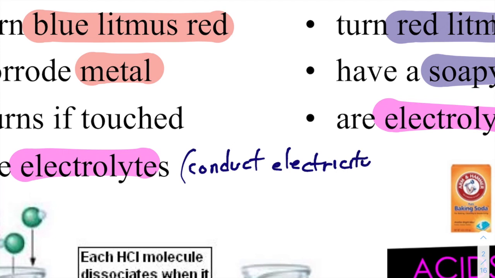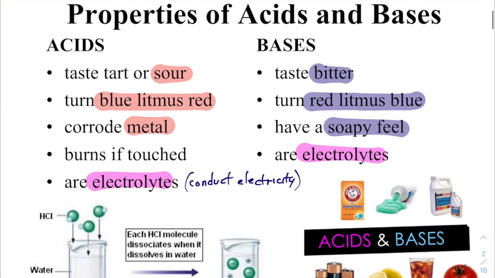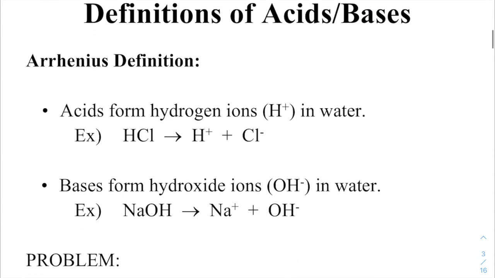And we'll see why in a little bit. But basically, no pun intended, acids and bases produce ions in solution. And so those ions help conduct electricity. Okay, so those are the general properties. Just know them and know that they're pretty much opposites of each other.